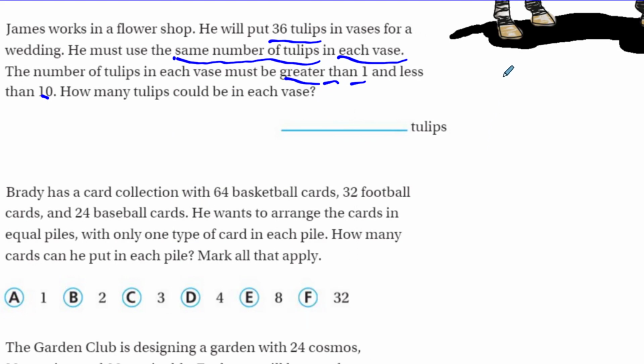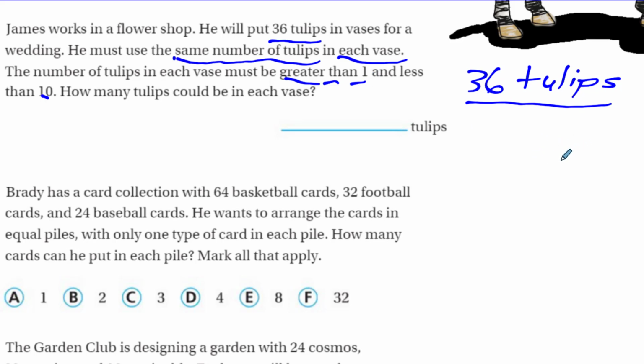Okay, so let's just say we have a total of 36 tulips. That number's not going to change. So this is the number that we're actually using for this problem. And what's important to note is that we don't really know how many tulips we could put in each vase. There just has to be the same amount in each one. So if we had a vase, we could have 36 vases, right? Put 1 tulip in each vase, except here it says it has to be greater than 1. So we could put 2 in each vase.